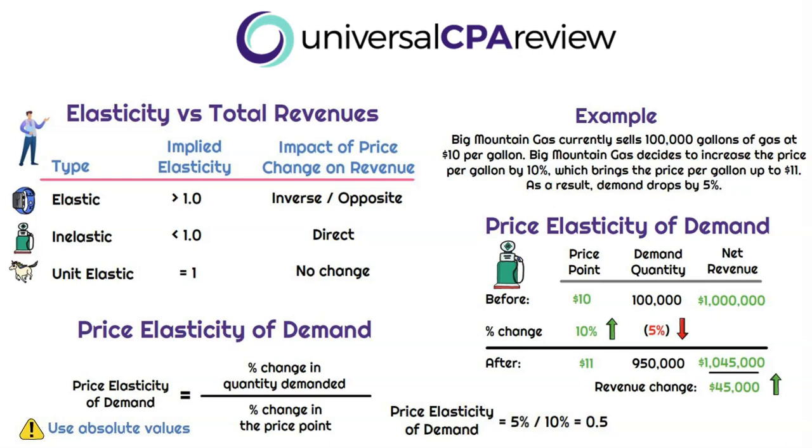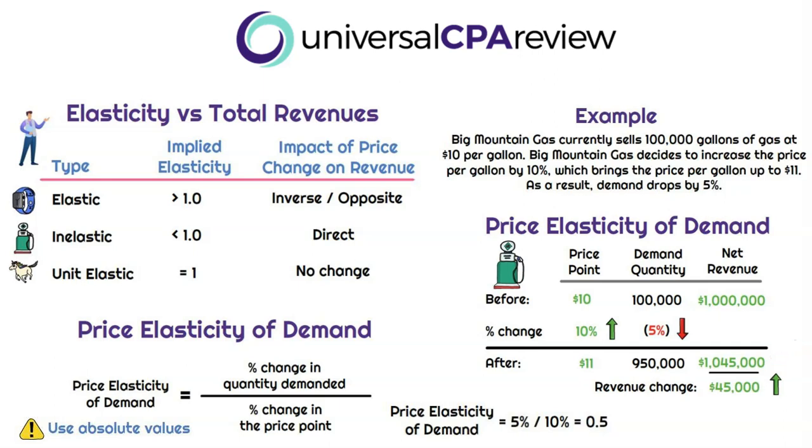So now all we need to do is figure out, did revenue increase or decrease because of this price change? Well, if before we had 100,000 gallons at $10, that means our revenue was $1 million. But afterwards we had 95,000 gallons at $11. Well, that is $1,045,000. So actually our revenue increased by $45,000.